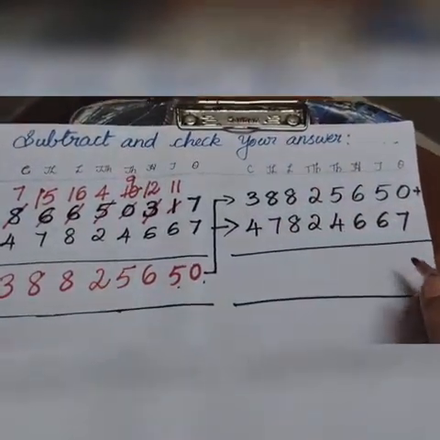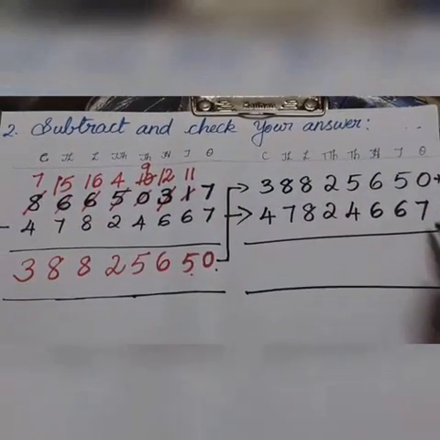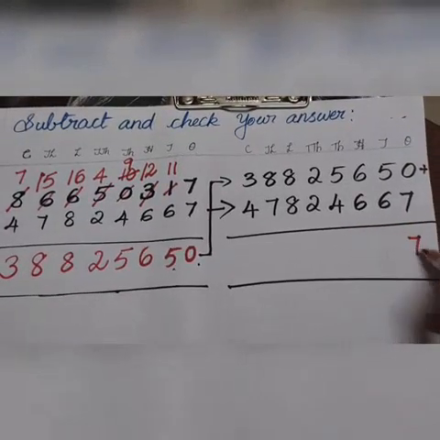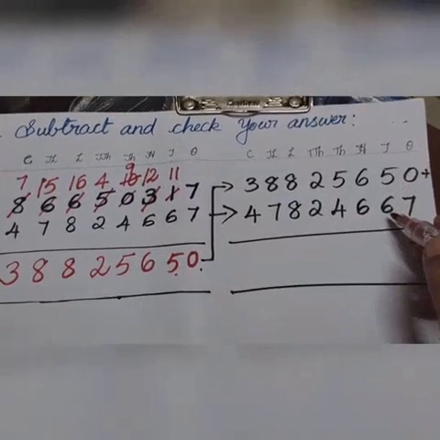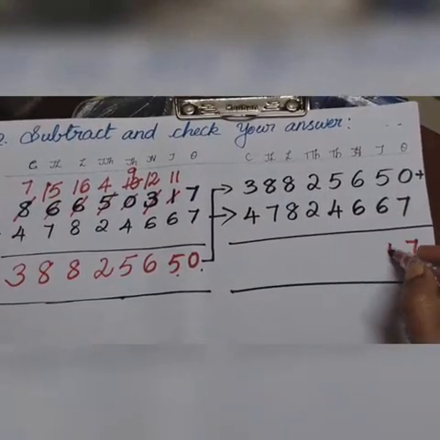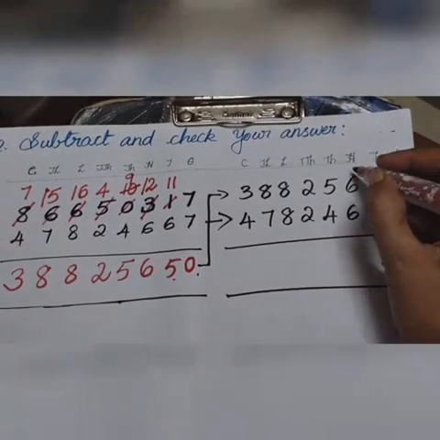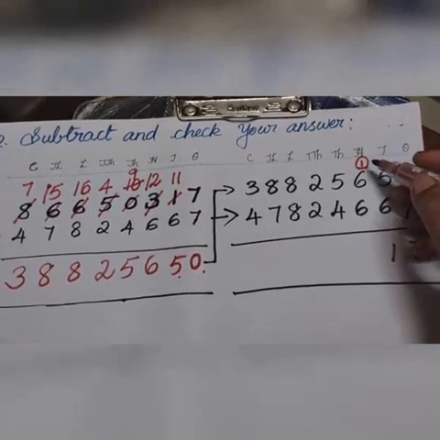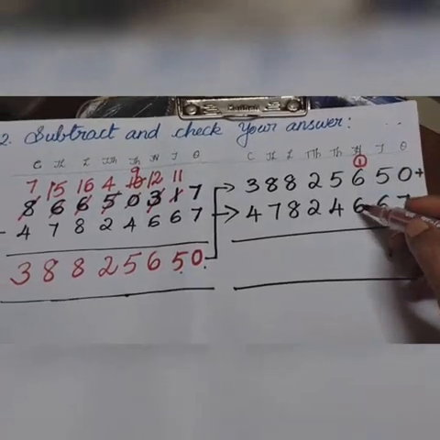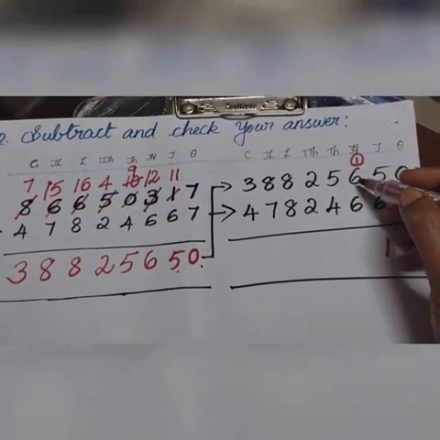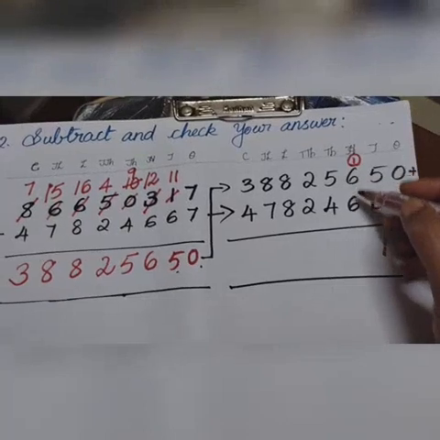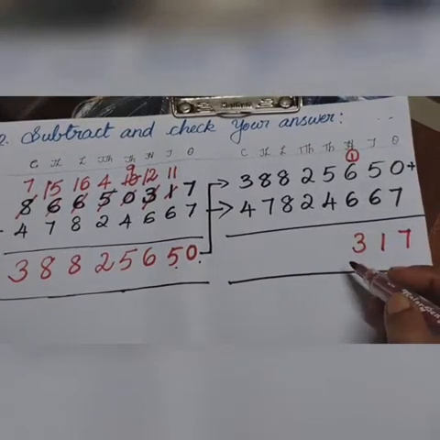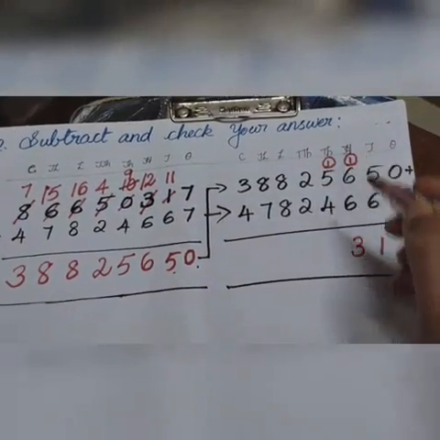Got it children? So we can add here. What is 0 plus 7? In ones place we have to add 0 plus 7, yes, 7. Okay children, 5 plus 6, what is 5 plus 6? Yes, it is 11. So 11 means 1 we have to write here, 1 we have to carry over to the next place. Okay. So now in hundreds place 1, 6, 6. So what is 1 plus 6? Yes, 7. 7 plus 6, what is 7 plus 6? Yes, 13. 13 means 3 we have to write here, 1 we have to carry over to thousands place.